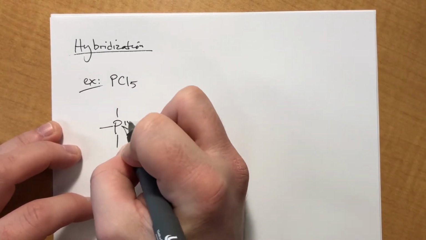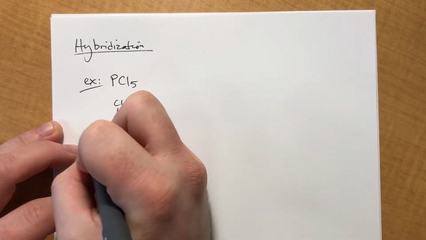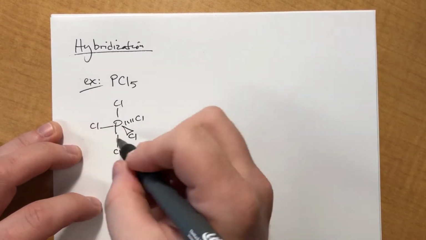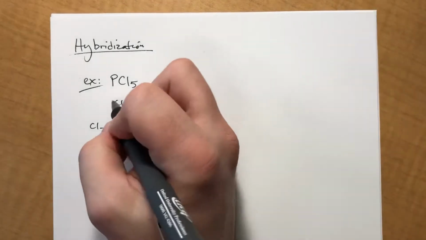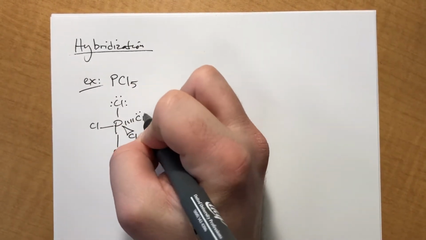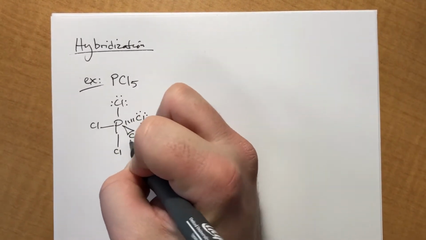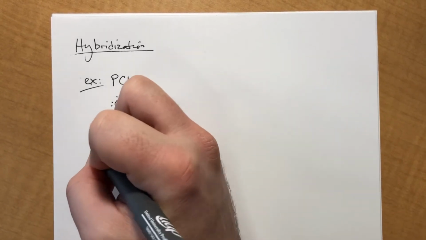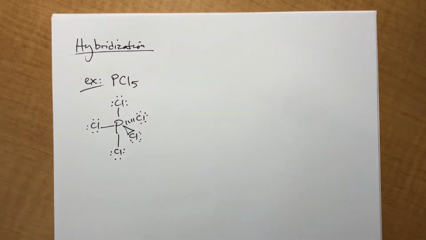I don't necessarily need you to be able to sketch this, but it would kind of look like that. The chlorines would all have dots on them. Hell, I guess I'll be thorough and draw everything. All right, there's your molecule.